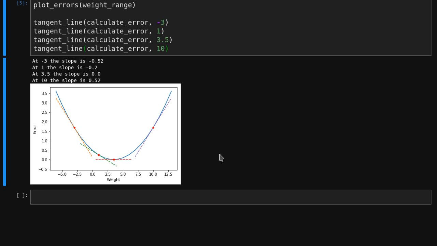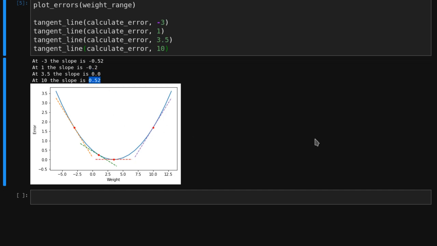The second and maybe the most useful thing to notice is that to the left of the optimal weight, the slope of the derivative is negative. As you can see at the weight minus 3, the slope is minus 0.52. Then at 1 over here, the slope is minus 0.2. And at the perfect weight, the slope is 0. And as the weight keeps increasing and overshooting our target prediction, the slope keeps increasing, and at this time it's already positive.